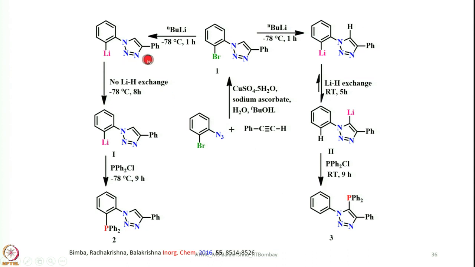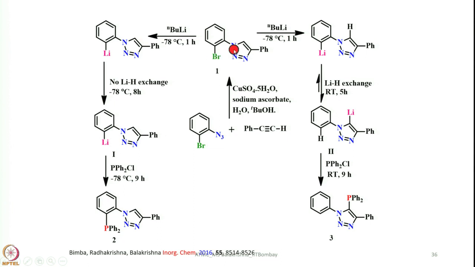For example, the best way to put a phosphorus moiety on a carbon is by lithiation and then replacing that lithium with chlorophosphines. When this bromo derivative was taken and treated with n-butyllithium at minus 78 degrees centigrade, lithium goes here through halogen exchange. Maintain at minus 78 degrees centigrade for a couple of hours or even 8 hours, then add chlorodiphenylphosphine, and it gives this one as expected.